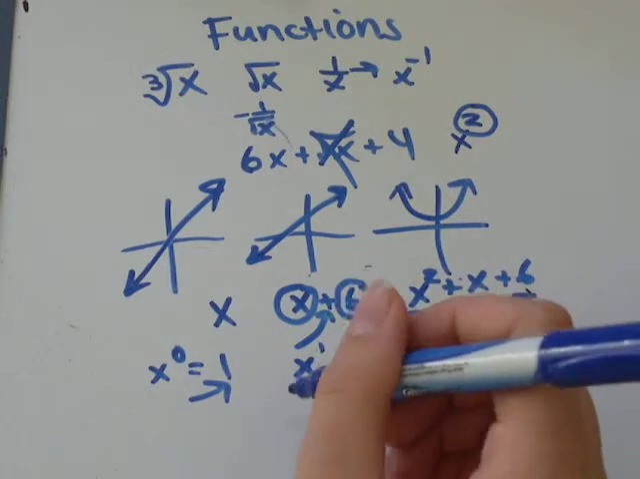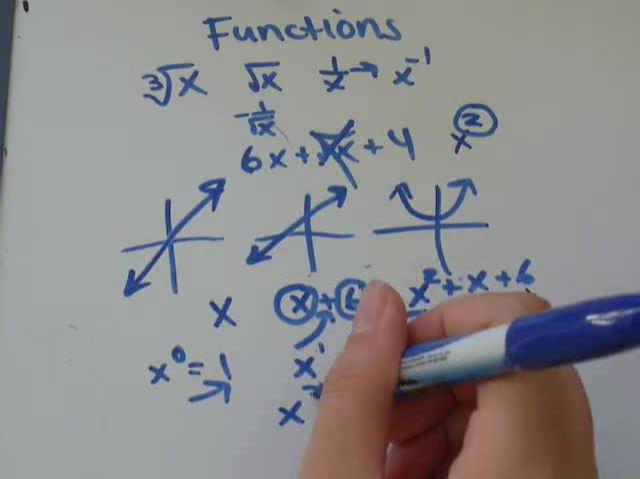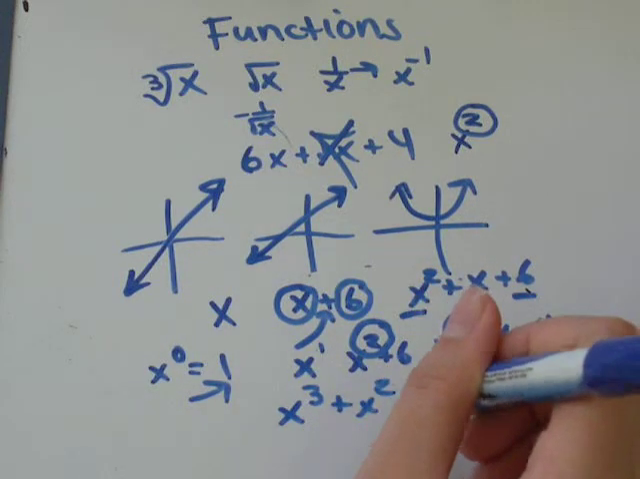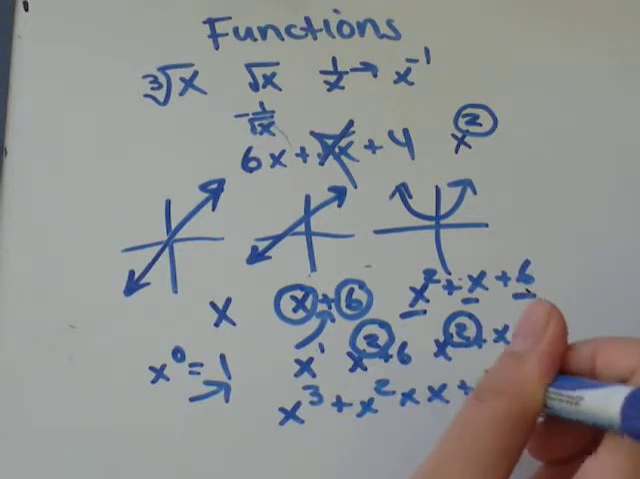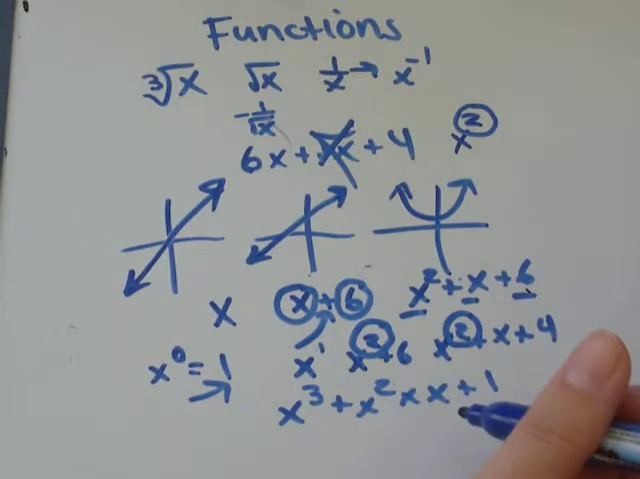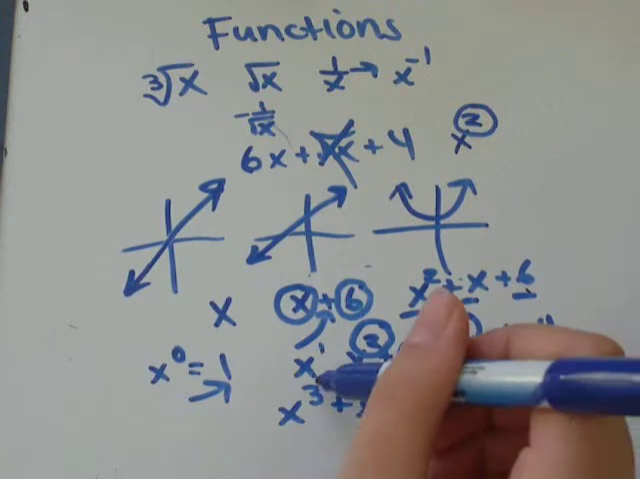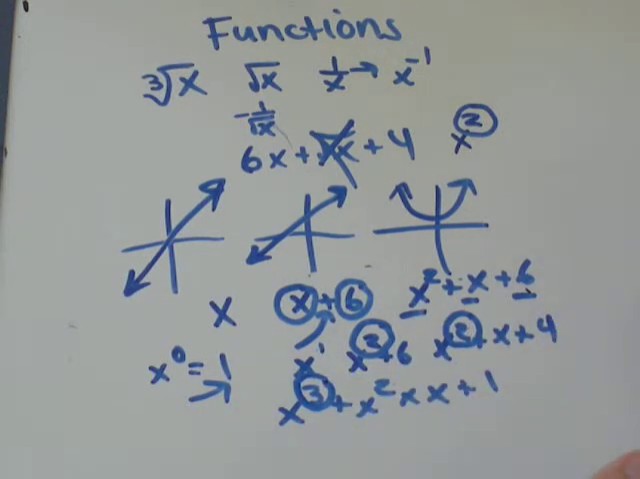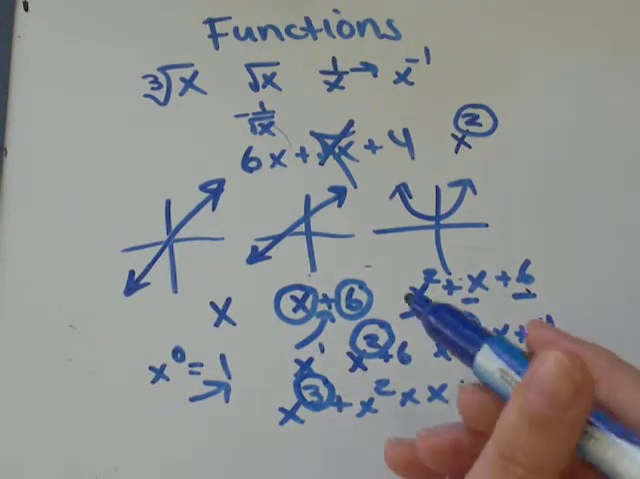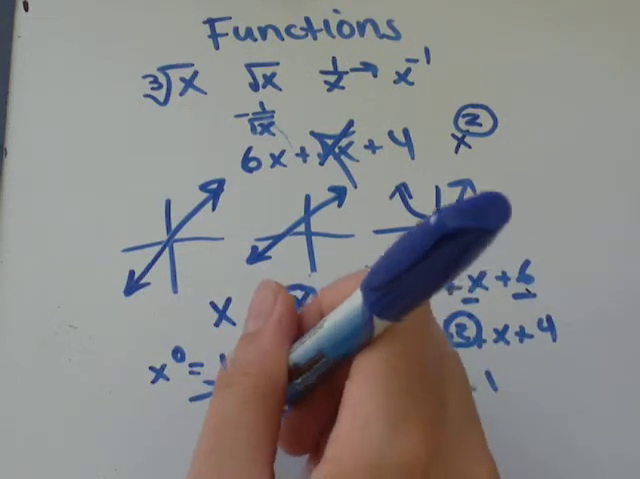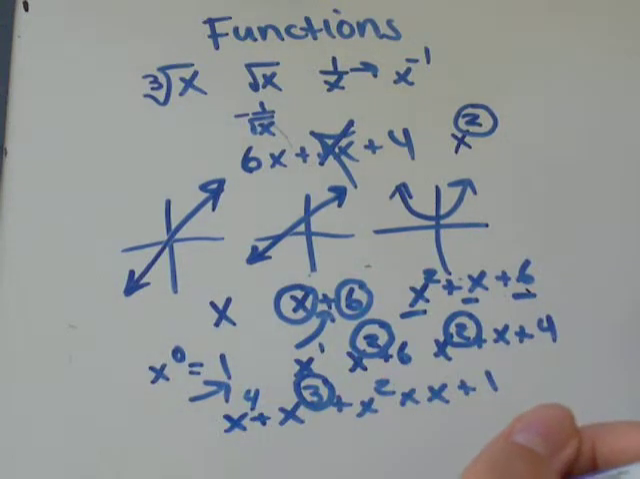If you had something cubic, 3 would be the value of the highest exponent. So in this example, x cubed plus x squared plus x plus 1, 3 is the exponent of highest value. A quartic, I could do the same equation and just add x to the power of 4 in front of it.